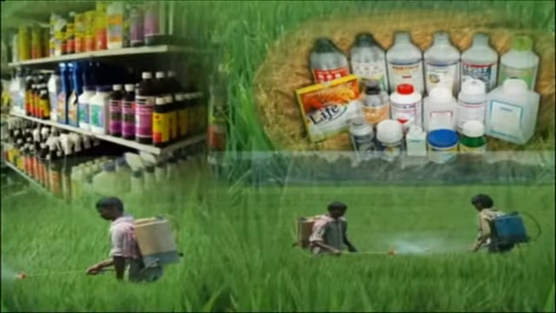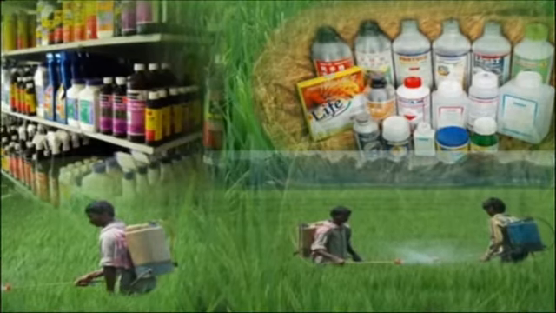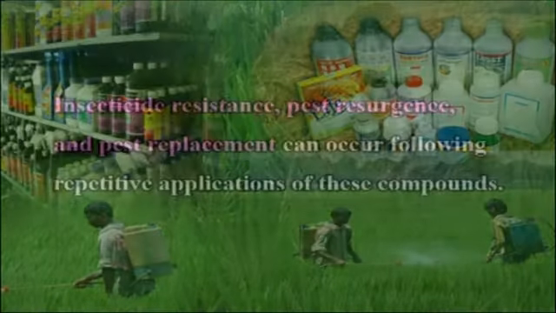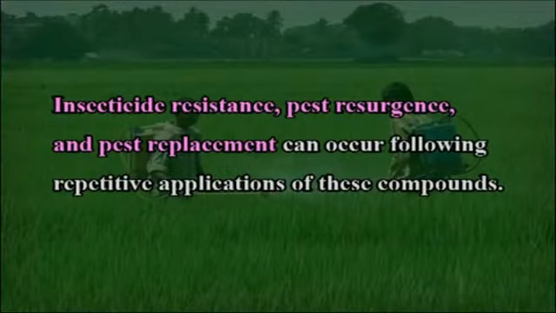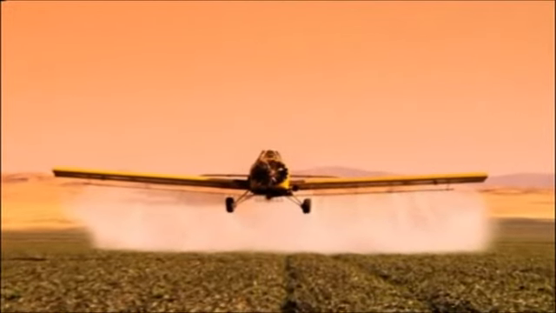Unfortunately, insecticides have important disadvantages. Some problems occur within the cropping system itself from frequent use. Insecticide resistance, pest resurgence and pest replacement can occur following repetitive application of these compounds. Therefore, we may see decreasing effectiveness with their use.